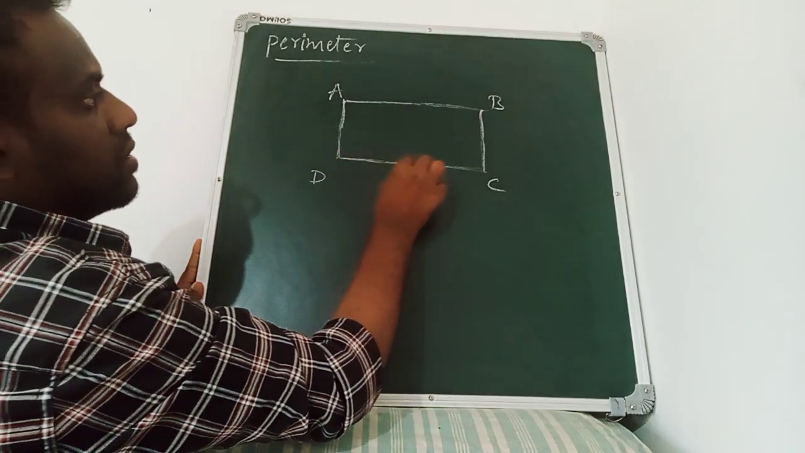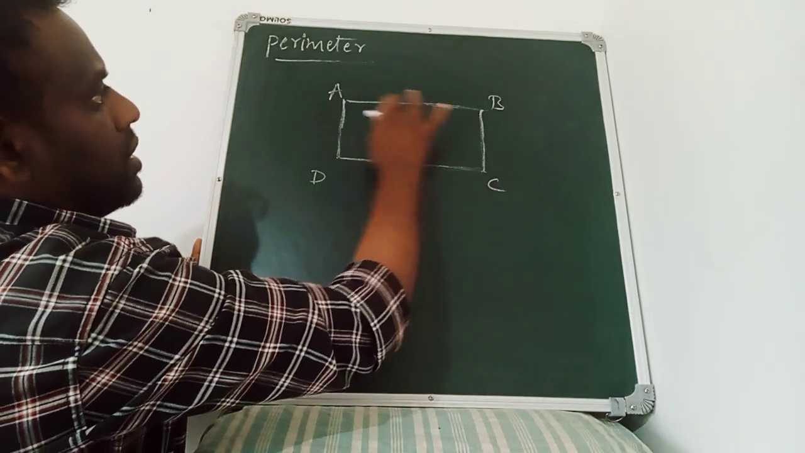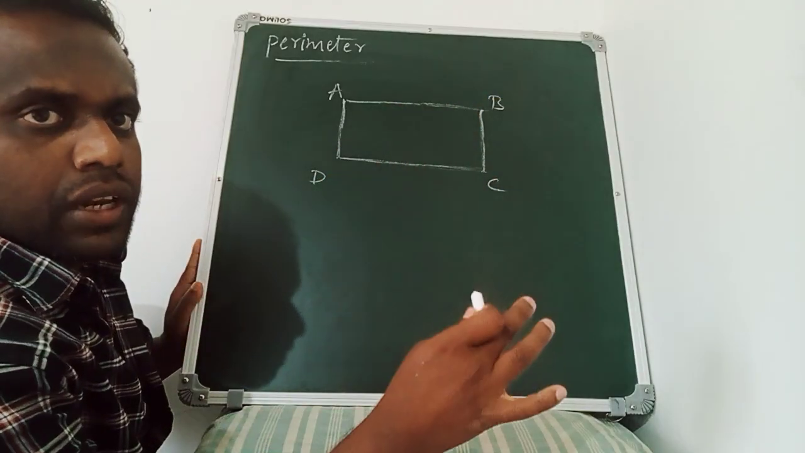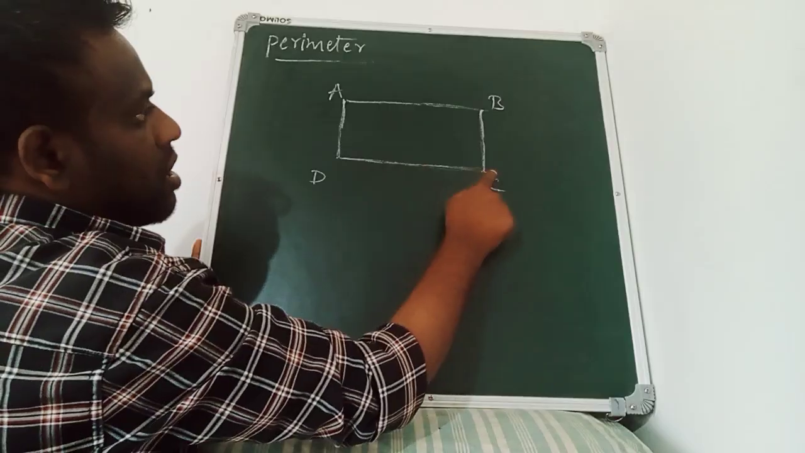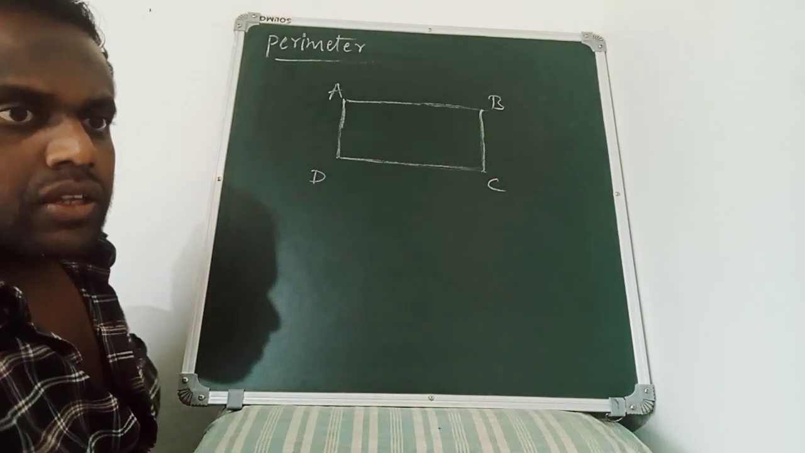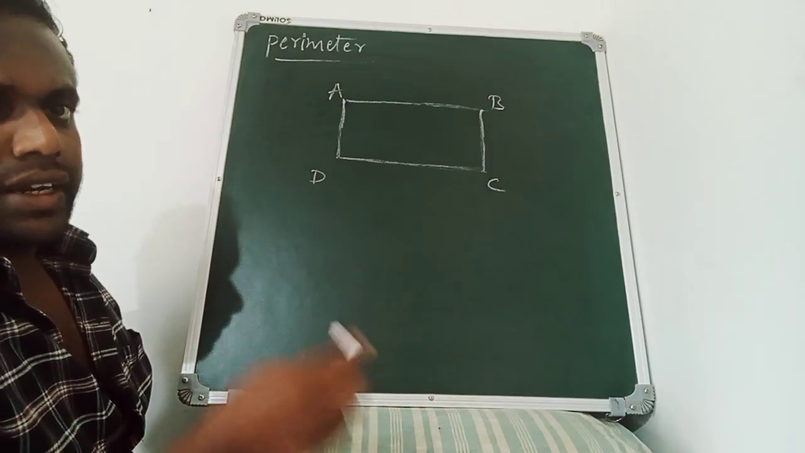I will take this length. See, DC and AB, these sides are equal in length. The length of AB and the length of DC are equal. Okay, so this is the rectangle. This is the property of a rectangle.